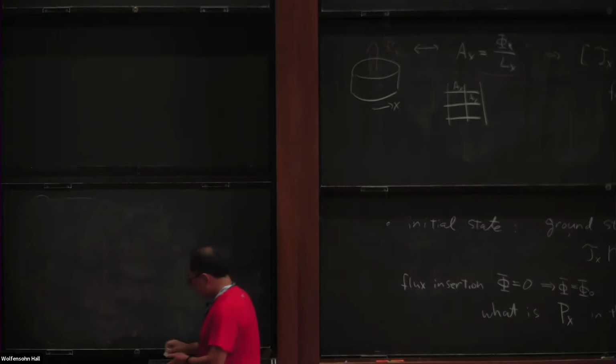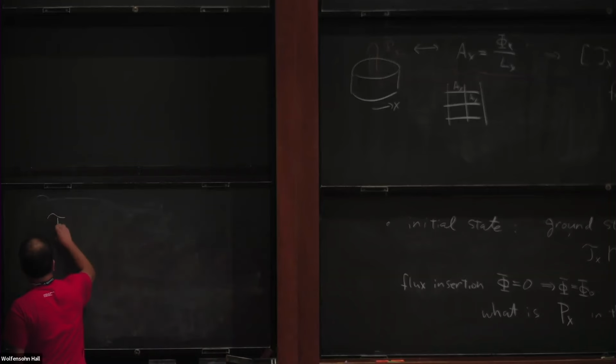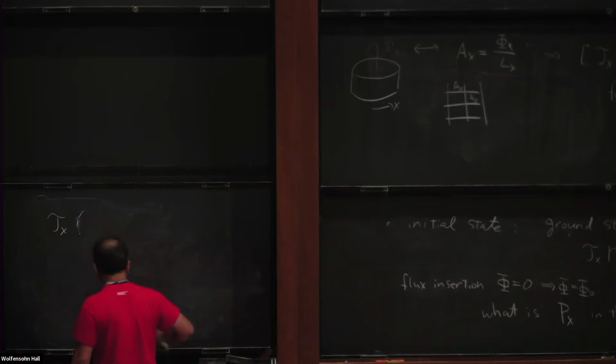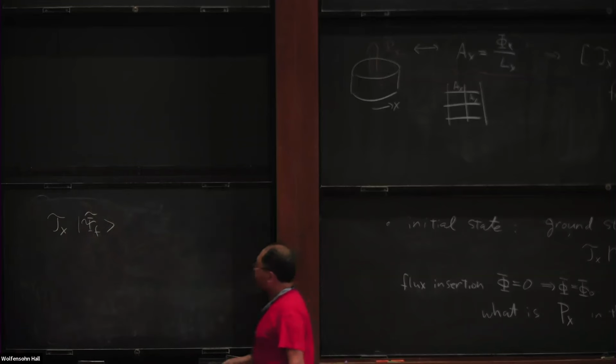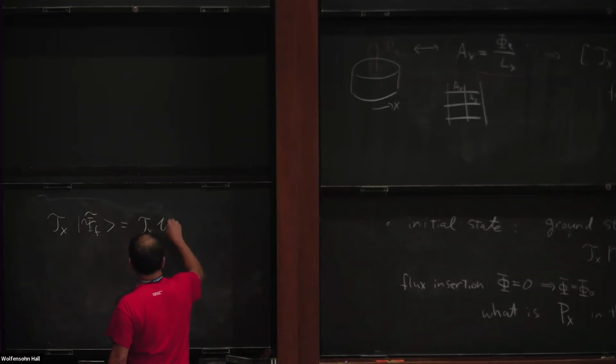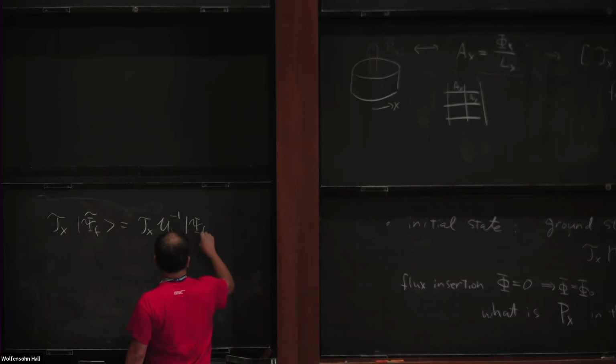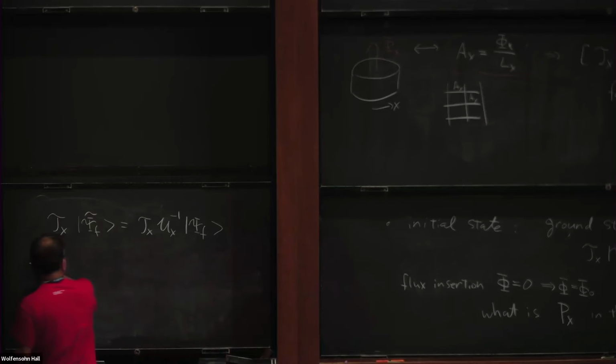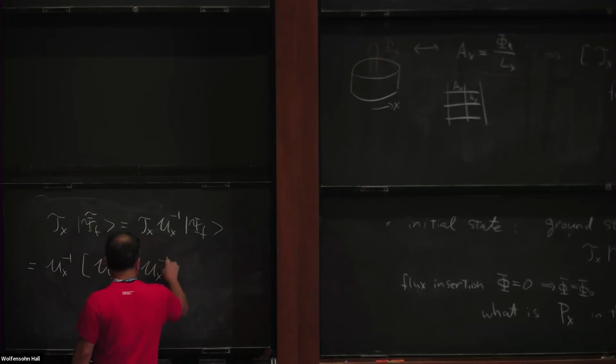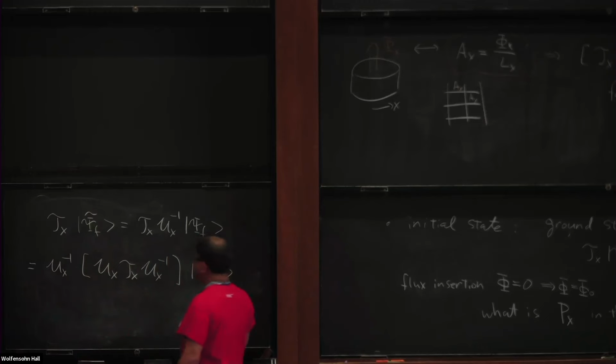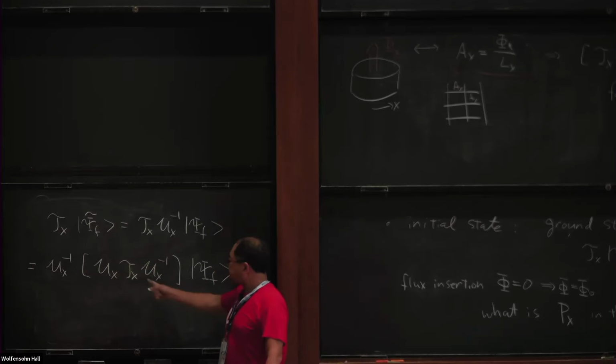Then what we need to see is the eigenvalue of this gauge transformed final state with respect to this translation operator. But by definition, this is Tx Ux inverse psi f. And this is Ux Tx Ux inverse times Ux Tx Ux inverse times psi f. So now we want to know this guy.